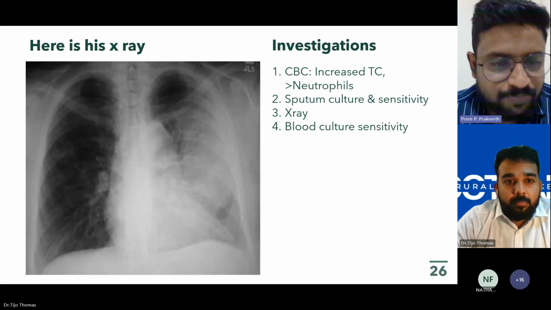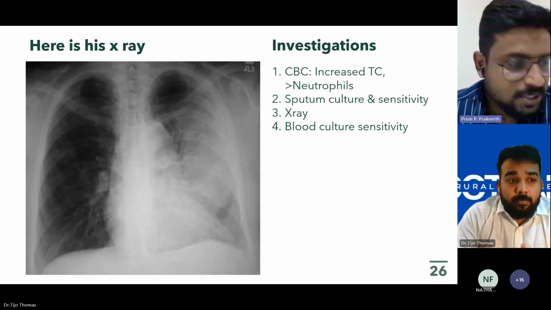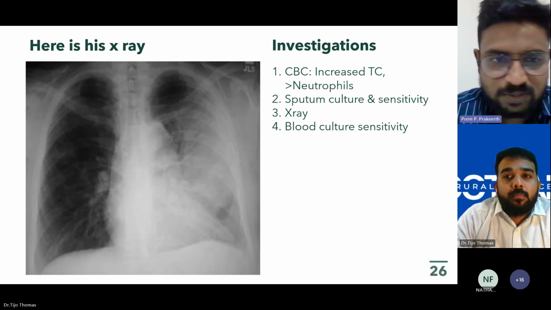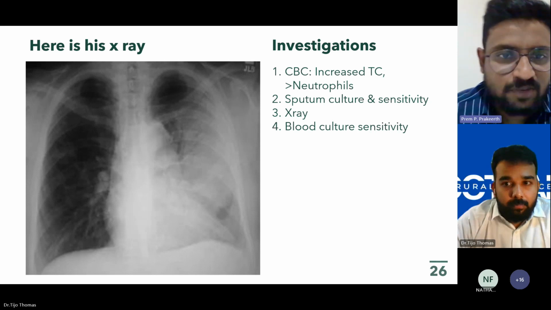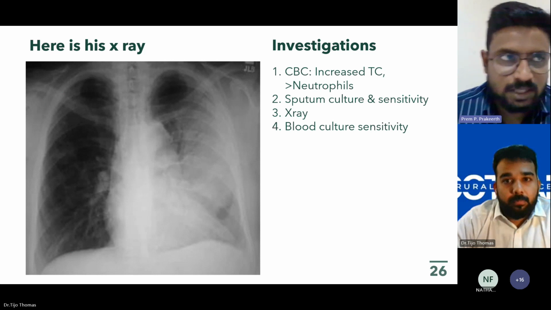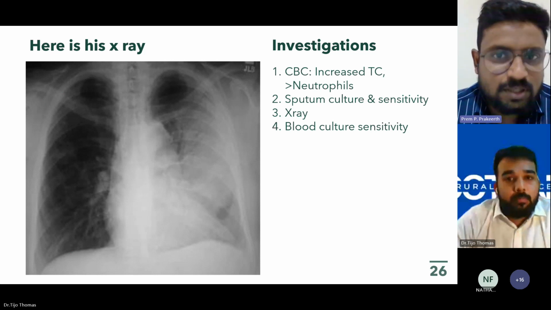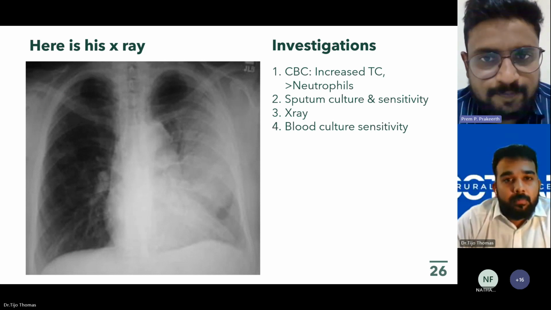Another thing you have to see, one differential diagnosis which we can miss, is pulmonary embolism. If there is a pulmonary infarction associated with pulmonary embolism, that can also present like this. It can be mistaken for a pneumonia consolidation. That also has to be kept in mind and correlated clinically. The history and examination are the things that can differentiate all these.